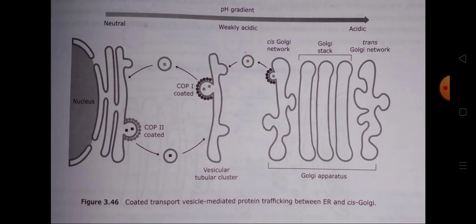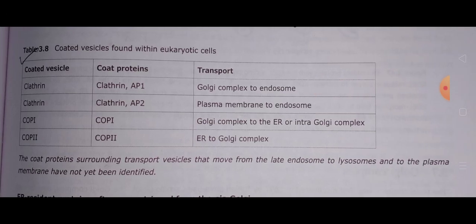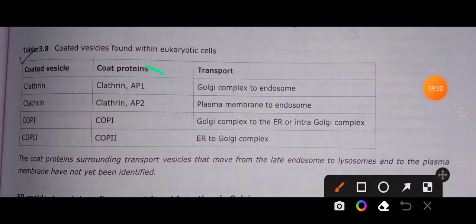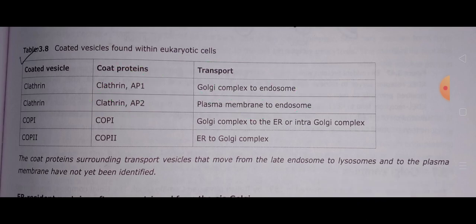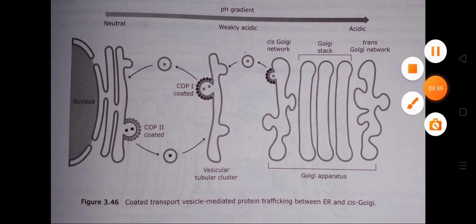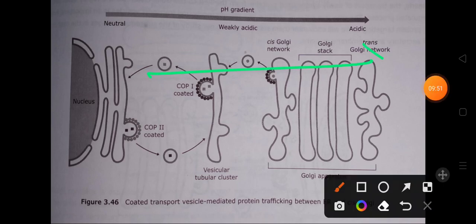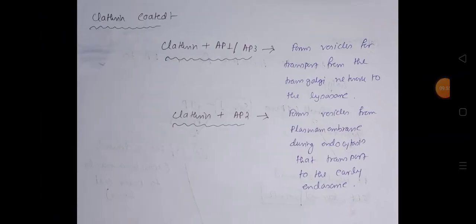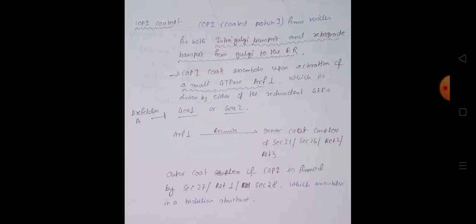So if the Clathrin is attached with AP1 adapter protein, it will transfer protein from the Golgi complex to the endosome, right? And if it assembles with AP2, then it will transfer the proteins from the plasma membrane to the endosome. So in both cases it is going in this direction. So that is the thing in case of Clathrin. Now let's talk about COP1 coated vesicles.